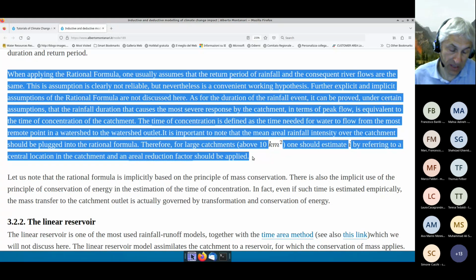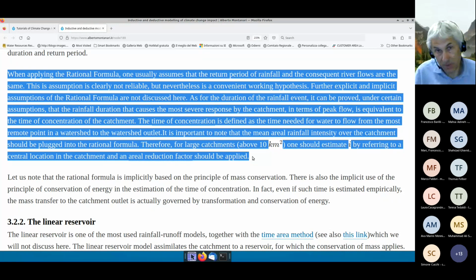So what is the practical consequence? If you are interested in estimating Q for 100 years return period, then you should plug into the rational formula a rainfall intensity with 100-year return period. This assumption is clearly not reliable. Why? Because it implies that the rainfall and the river flow have the same probability distribution, which is not true. It is not true because they have a completely different structure.